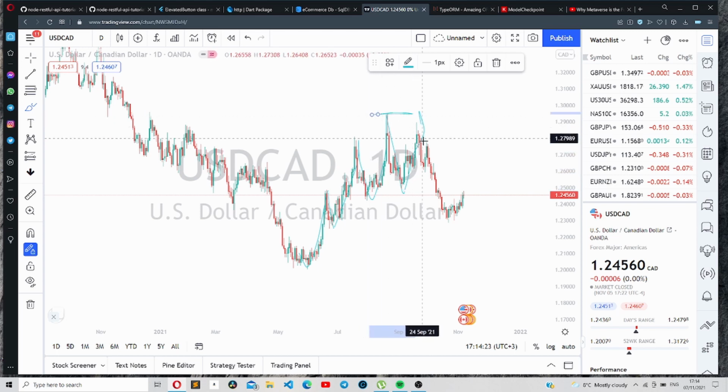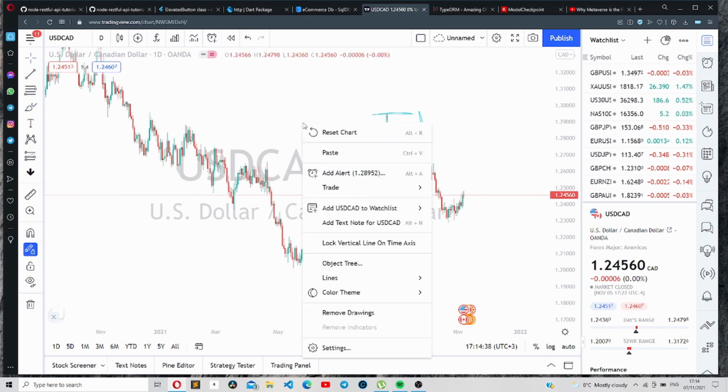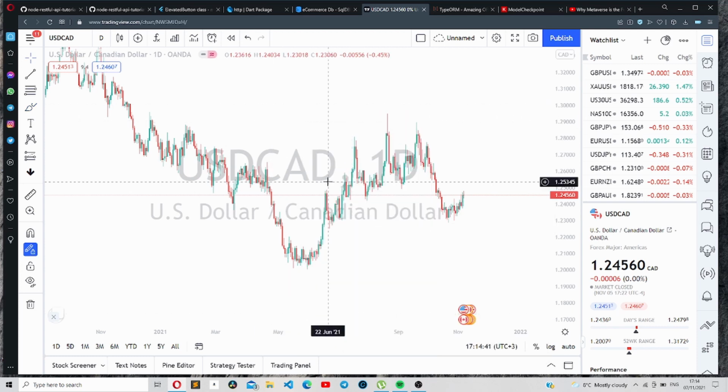So what are we looking at? As you can see here, we created this lower low and then a lower high. This means that the direction of the market has changed. We are now in a downtrend. So now we are looking for selling opportunities.